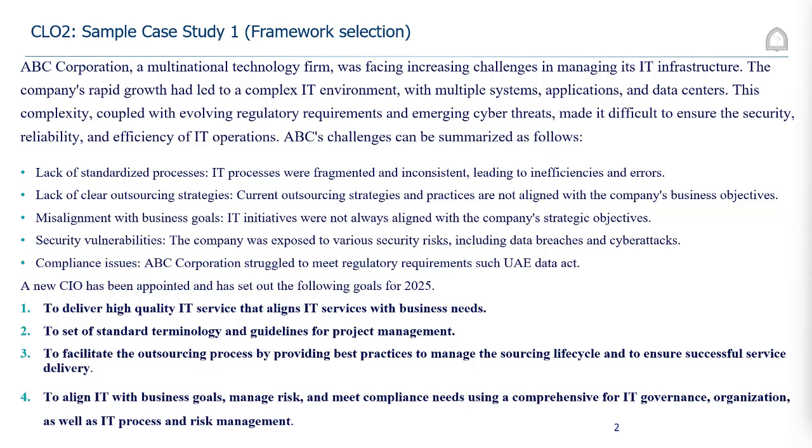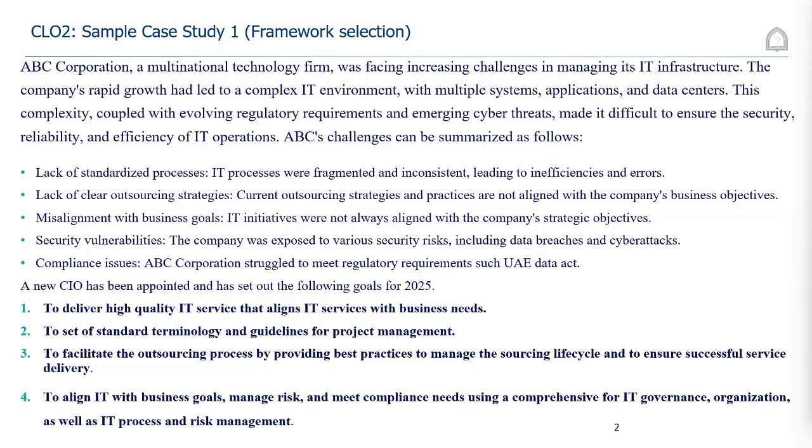So ABC is a multinational corporation that is facing challenges, okay? ABC's challenges can be summarized as follows: the lack of standardized processes, lack of outsourcing strategies, misalignment with the business goals, security vulnerabilities, compliance issues. Those are typical issues that you get when you don't have the right IT governance in place. Very, very standard problems that you get with IT if you're not following proper IT governance.